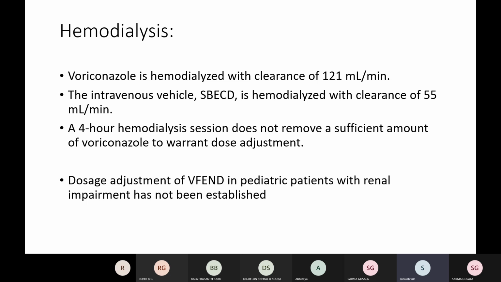A 4-hour hemodialysis session, which we routinely do in our CKD patients, does not remove a sufficient amount of voriconazole to warrant dose adjustments. However, prolonged hemodialysis of more than 6 hours will bring down the concentration of voriconazole. Dosage adjustment of voriconazole in pediatric patients with renal impairment has not been established, and ideally it should be avoided.